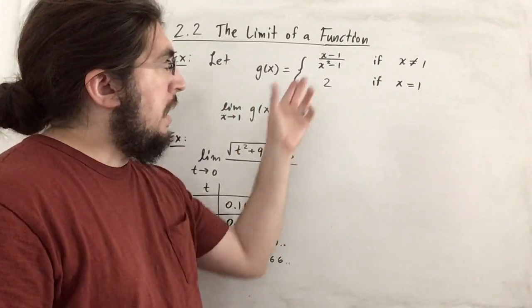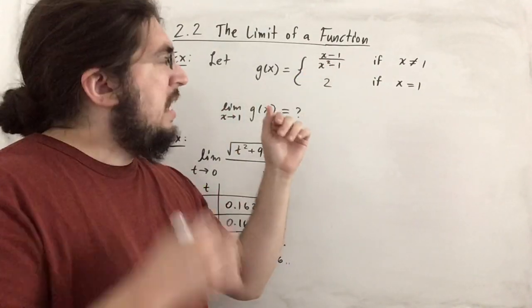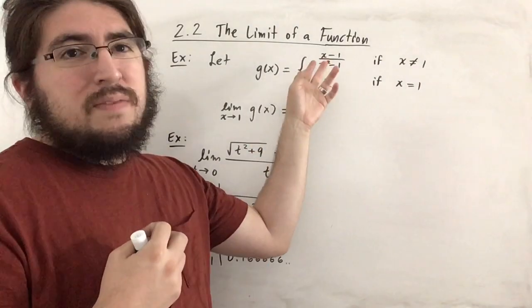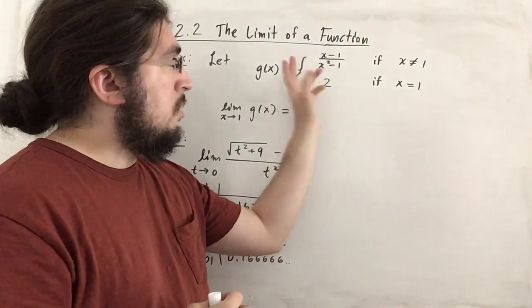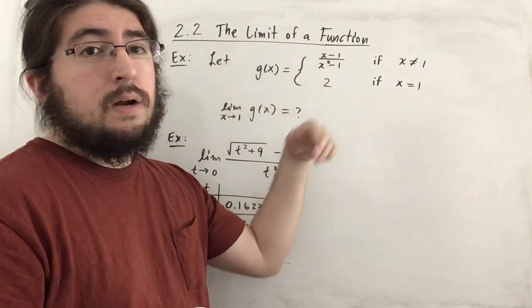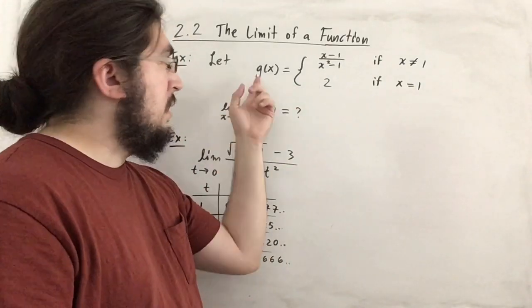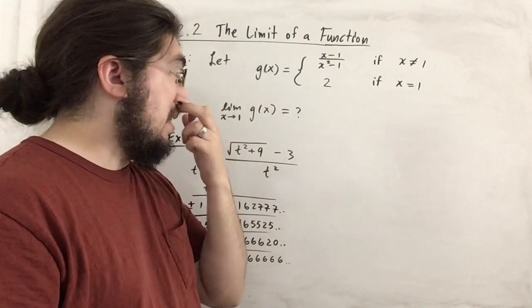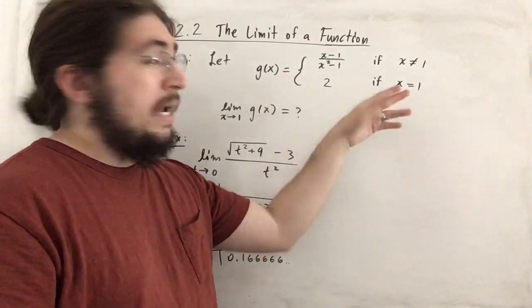The only places that this was undefined... Actually, I kind of lied. This is undefined when x is -1 as well. Notice when you plug in -1, squared minus 1, it still gives you 0 in the bottom. So g of x isn't defined everywhere actually, but it is defined when x is 1.